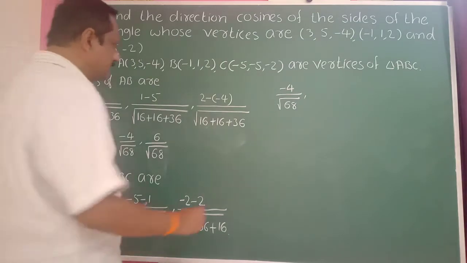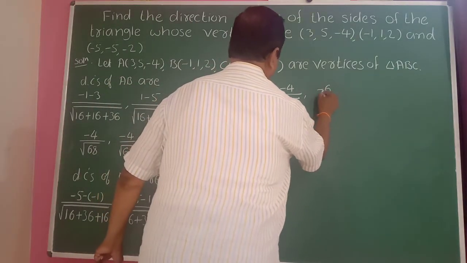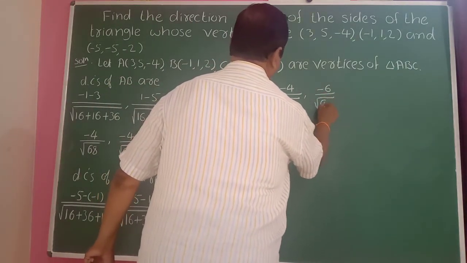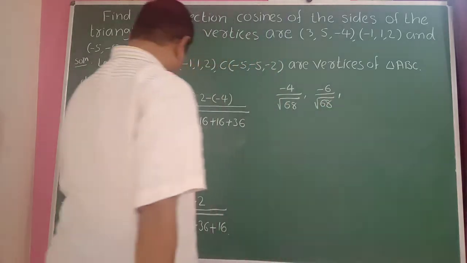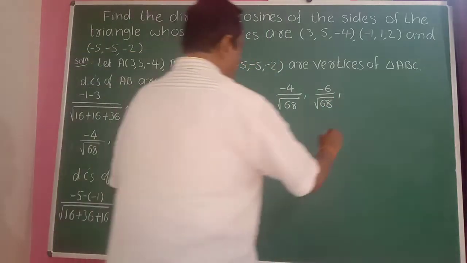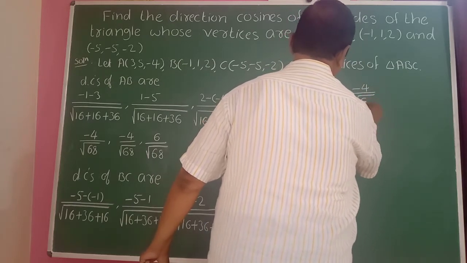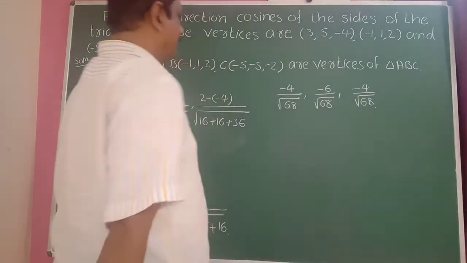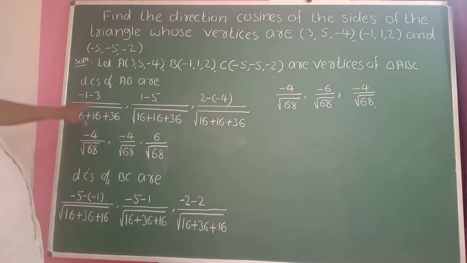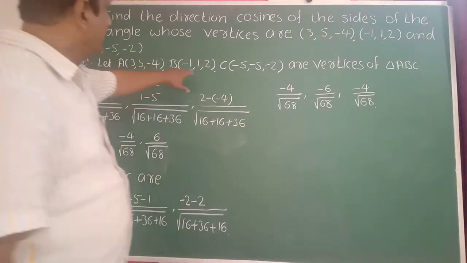Minus 5 minus 1 is minus 6 here, divided by root of 68. Minus 2 is minus 4 here. Minus 4 divided by root of 68. Next, to find the direction ratios of the side AC here.